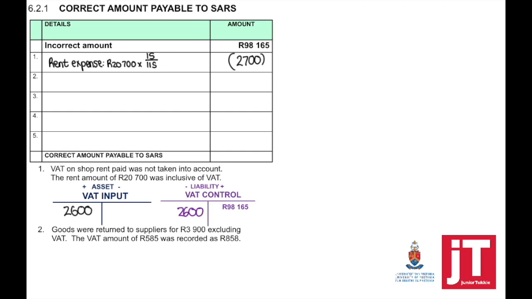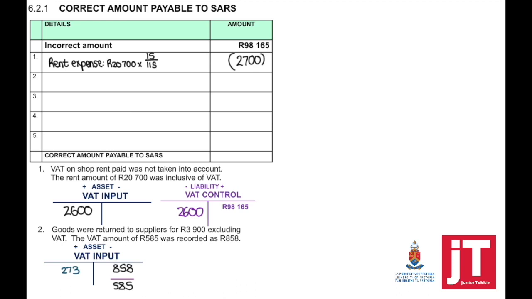Number 2, goods were returned to suppliers for $3,900 excluding VAT. The VAT amount of $585 was recorded as $858. So what is happening here? Goods returned to our suppliers means that we would have credited that input, but now we've credited with the wrong amount. We've credited with 858 and it should have been 585. So we have overstated the credit side with 273.